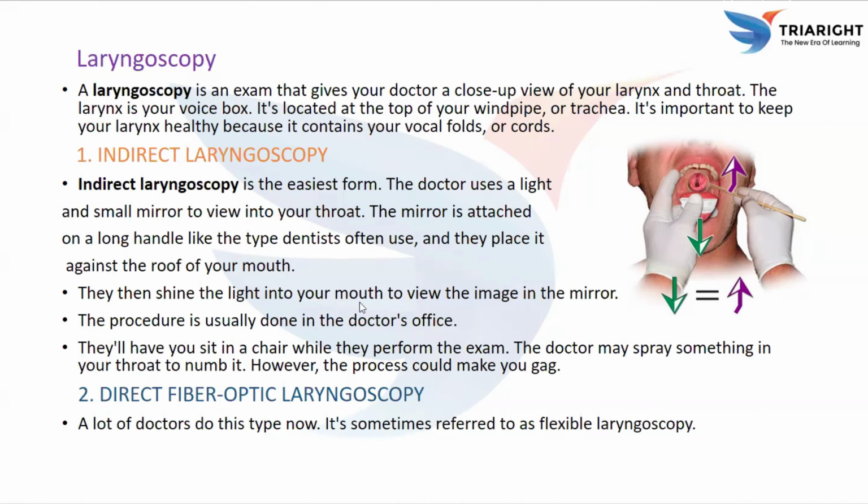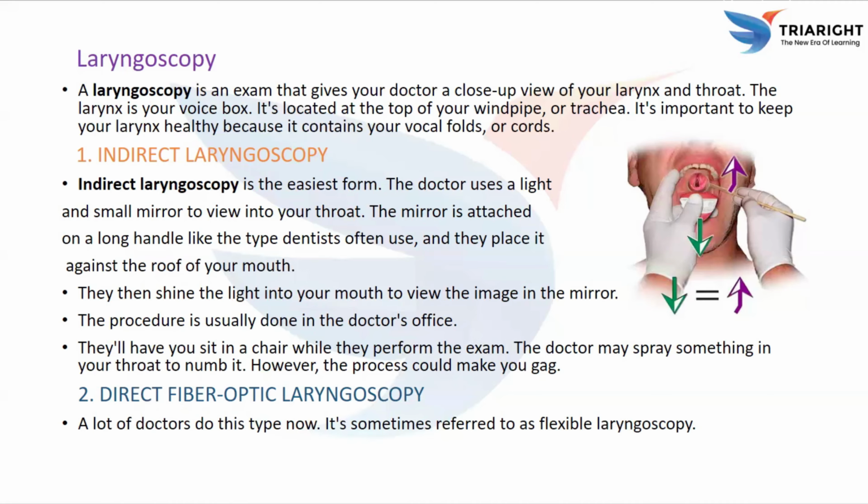So there are types of laryngoscopy: indirect laryngoscopy, direct fiber optic laryngoscopy and direct laryngoscopy. So what is indirect laryngoscopy? It's the simplest and oldest method, which uses a small mirror and a light source. How is it done? The patient sits upright in a chair. The doctor places a small mirror at the back of the throat. Light is shined into the mouth. The larynx is seen indirectly in the mirror, similar to tools used by the dentist.